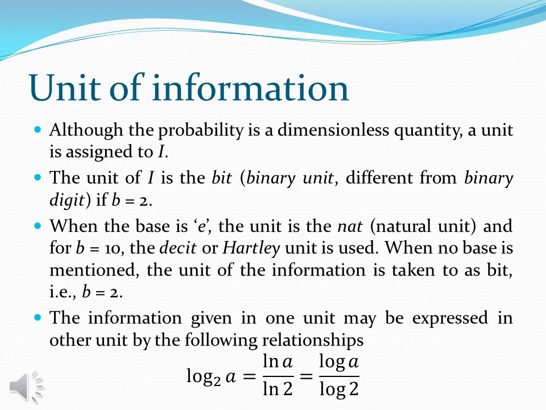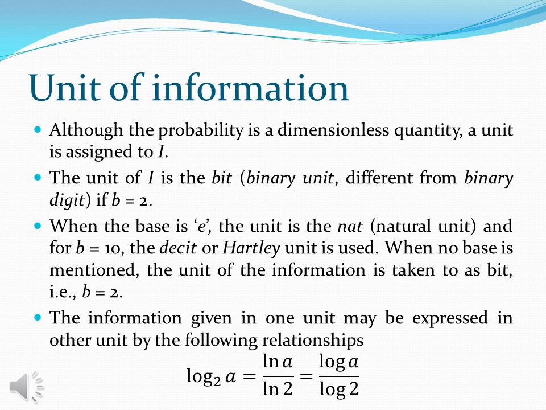So what should be the unit of information? Although the probability is a dimensionless quantity, a unit is assigned to information I. The unit of I is the bit, or binary unit, different from binary digit, if the base b equals 2. When the base is e, the unit is nat, that is natural unit.